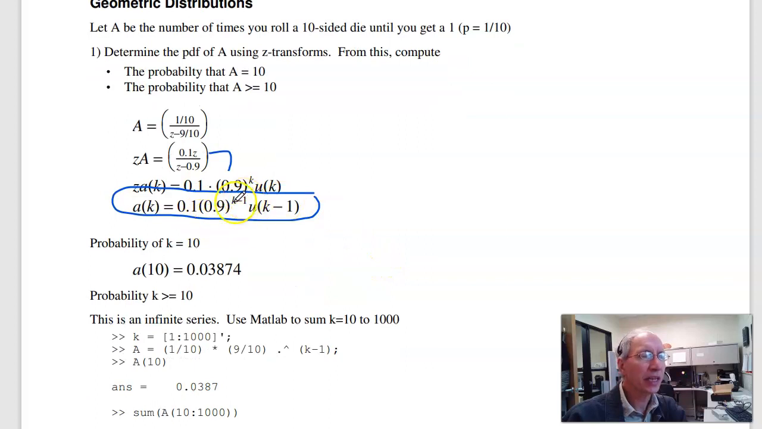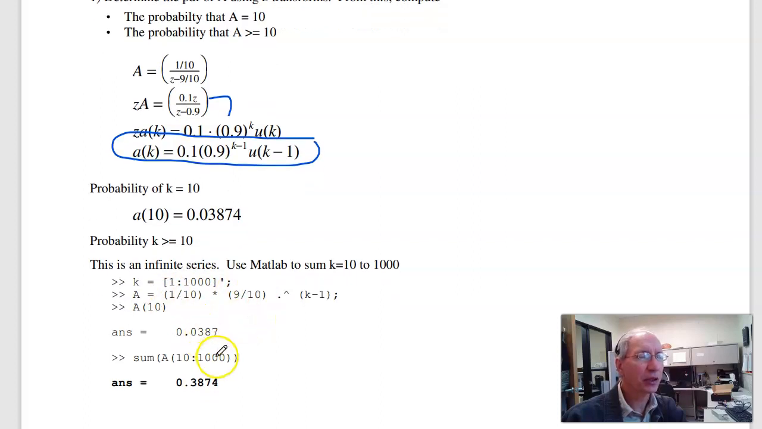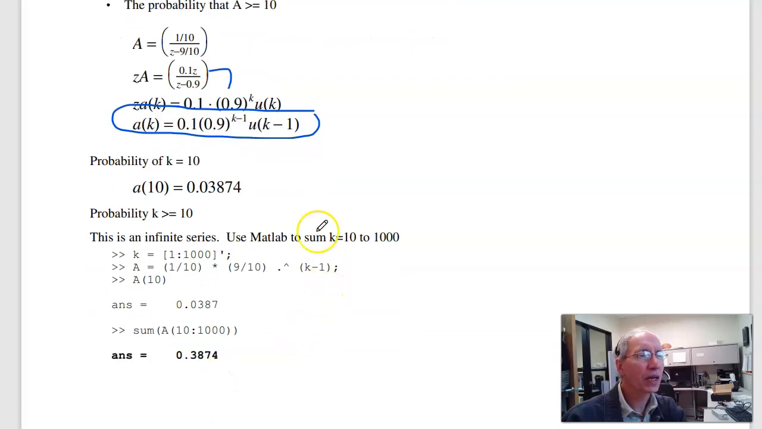From that, I can plug in A equals 10 and get 3.8%. For k greater than or equal to 10, kind of two approaches. I could find the CDF, but that'll be work. Or use MATLAB. Just let k go out to 1,000. Should go to infinity, but I'll stop at 1,000. Here's A of k, and then sum up all the terms between 10 and infinity, and you get 38%. So that's problem number 1.